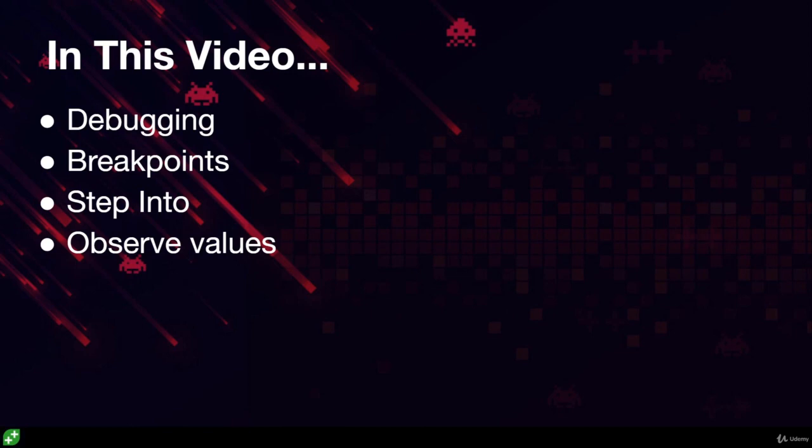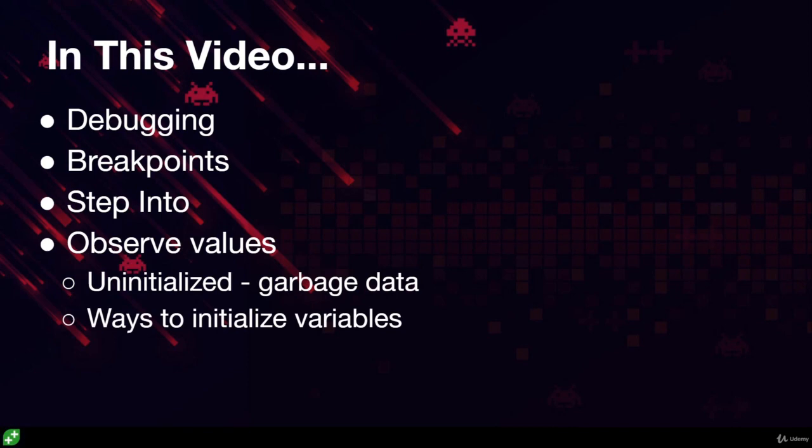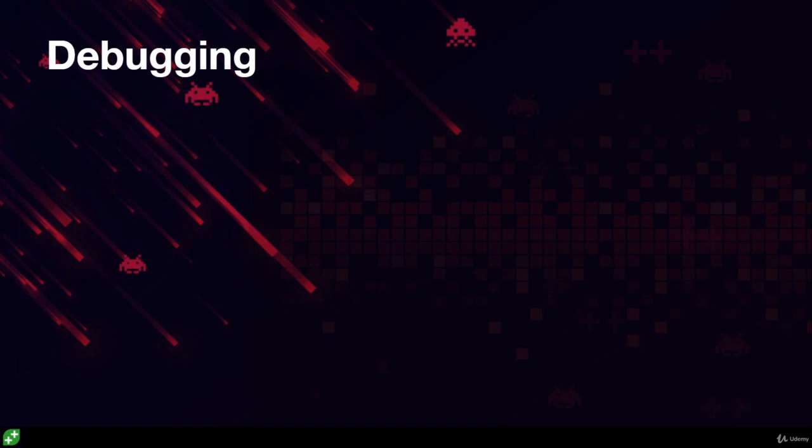This means we'll get to see the variables when they're uninitialized, and we may be shocked to find that they have strange values before we initialize them. We call that garbage data. And finally, we're going to look at a couple different ways to initialize our variables. So let's jump in. So what does debugging mean anyway?